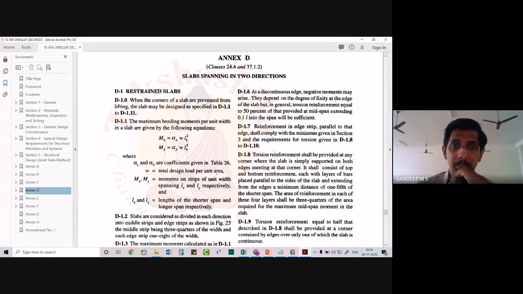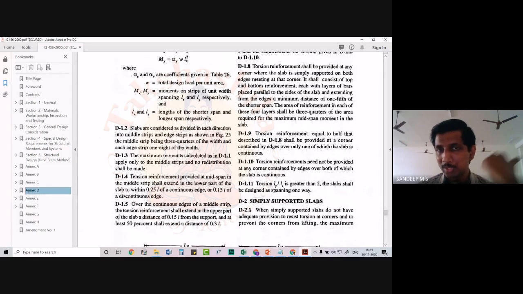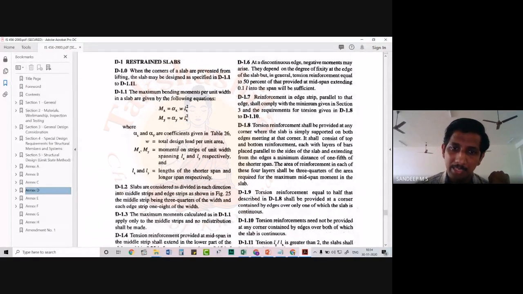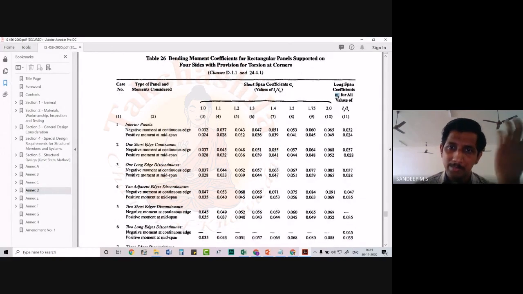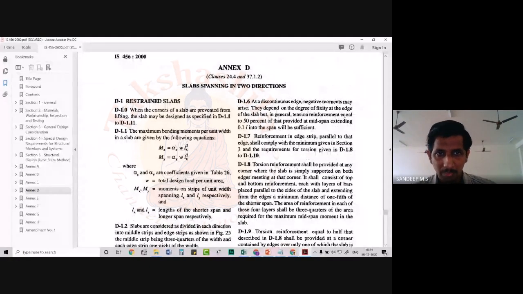Next is D. In this, the first thing is actually the restrained slab. Anyway, we discussed the simply supported slab first in the previous lecture, so we will come back to this, and we have to refer to Table 26 for getting the value of alpha x and alpha y. Before moving on to this table, let us quickly go through the different conditions given in your code. For restrained slabs, when the corners of the slabs are prevented from lifting, the slabs may be designed as specified in D-1.1 to D-1.11.